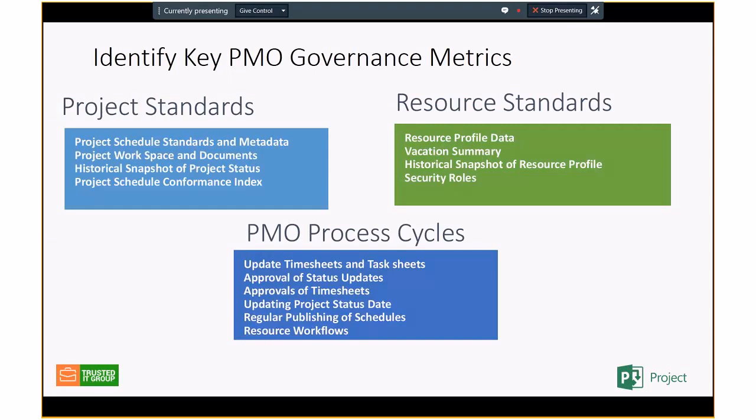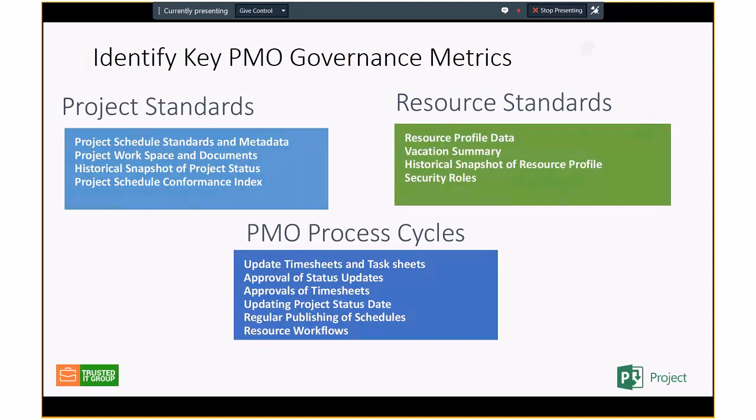And then there are some other things you can monitor, like vacation summaries. Again, you can do a historical snapshot and also monitor the security roles. And then this final governance metric is making sure timesheets and task sheets are submitted at the right time. Maybe it's Monday morning or Monday by noon. And then if you do have timesheets or task sheets, make sure the approval statuses are being done. Maybe that's done on a Tuesday. And then Wednesday, maybe the project status dates are being updated and republished. So those are, again, just some ideas on the kind of things that we can monitor.